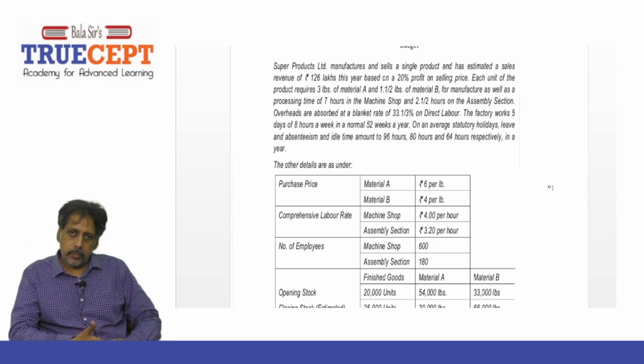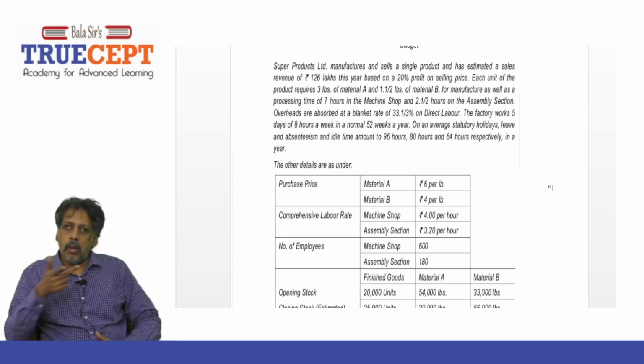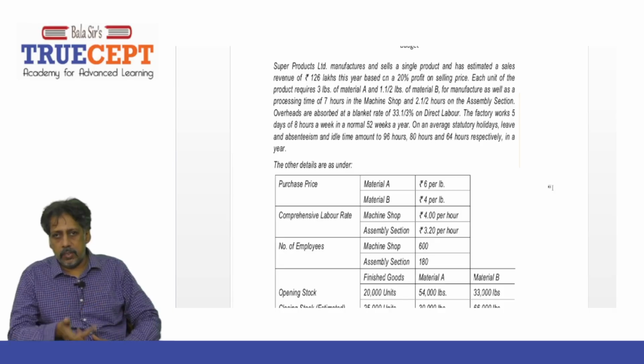Next. Based on 20% profit on selling price. The profit is 20% on selling price. And you all know this, 1/5 on selling price will be 1/4 on cost, the profit percentage, 25% on cost.